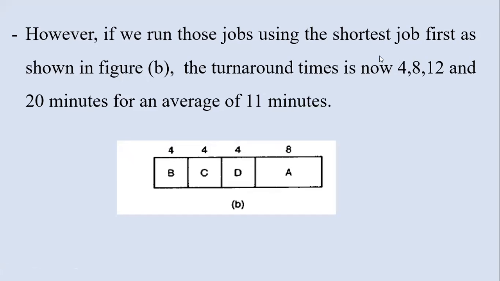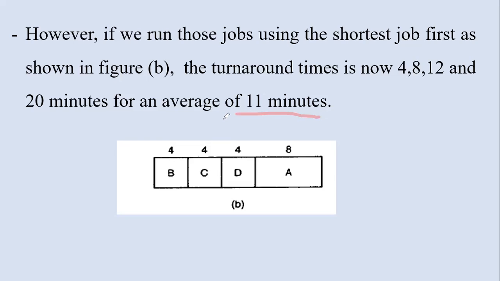However, if we run those jobs using the shortest job first, as shown in this table, then the turnaround time will now be 4 for process B, 8 for process C, 12 for process D, and 20 for process A. And the total average time for this system will be 11, because it is 4 plus 8 plus 12 plus 20 divided by 4, giving an average of 11 minutes.